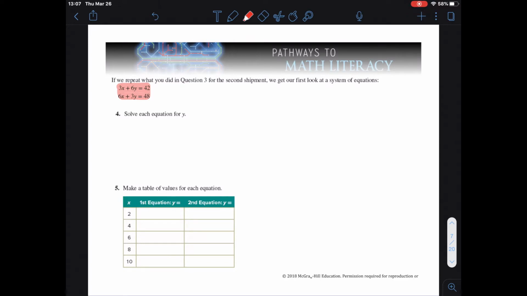We're going to try to solve this in a few different ways. We're going to go through it with a table, go through it graphically, and then solve this algebraically. First, for each of these equations, we're going to solve for Y. We've got 3x plus 6y equals 42. To solve for y, we first subtract 3x from both sides. That gives us 6y is 42 minus 3x.